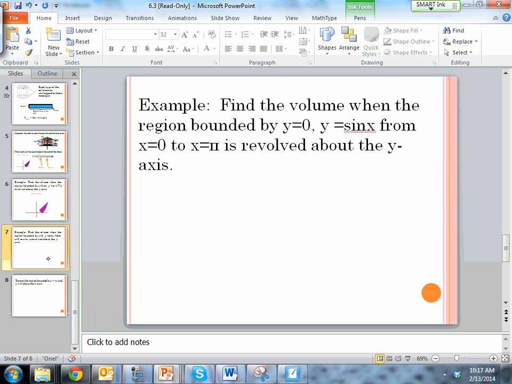Here's our next one. The region bounded by y equals 0, y equals sine of x, from x is 0 to x equals pi. And we're revolving around the y-axis.